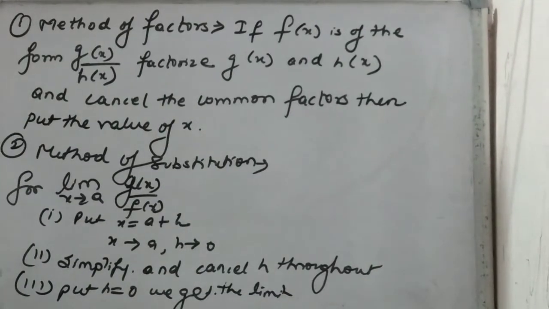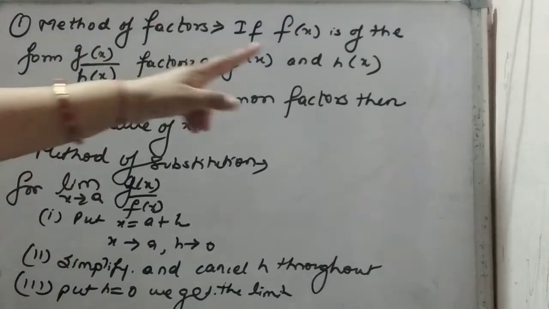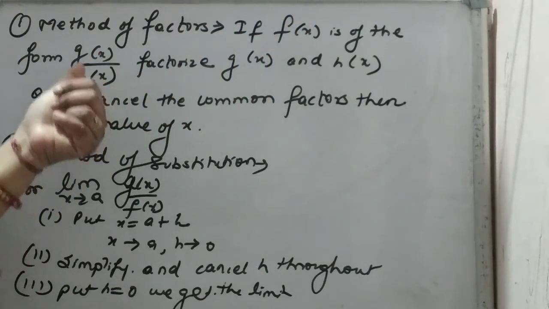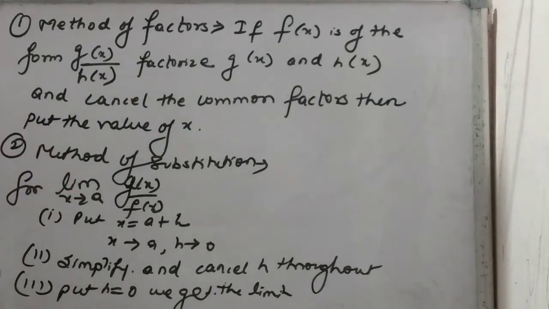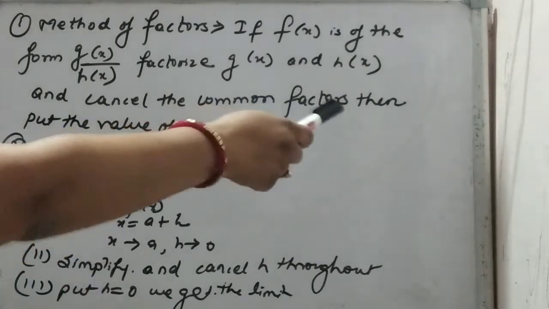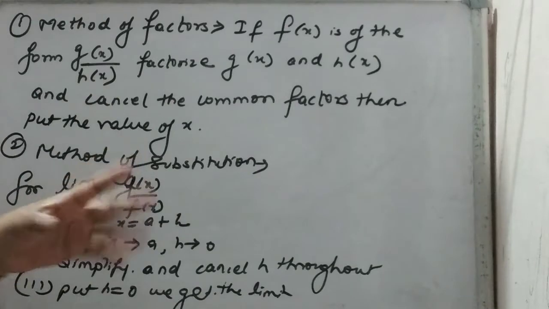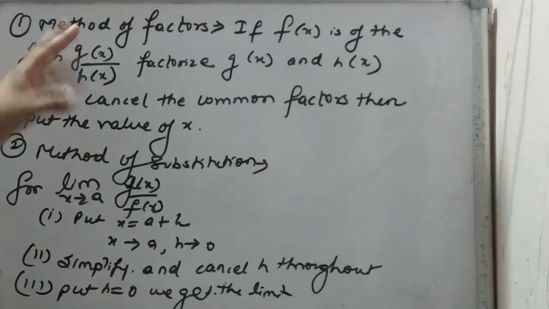Now see children, there are methods given when you solve the limits. The first method is the method of factorization, simple. If the function is given in the form g of x upon h of x, you factorize both the functions, which will be in algebraic form, so you can factorize by splitting the middle term also, and then cancel the common factors, and then put the value of x directly, put the limit. This is very simple.